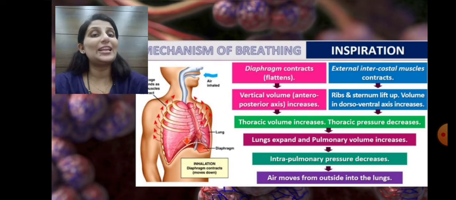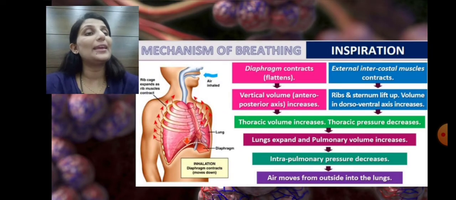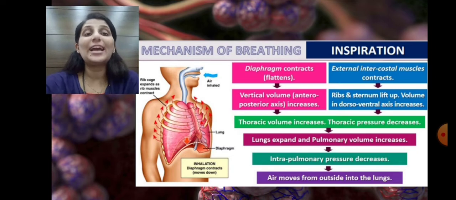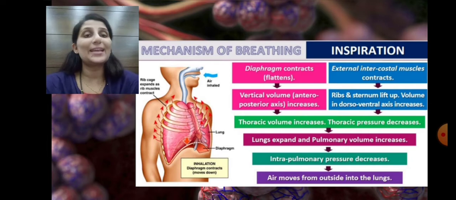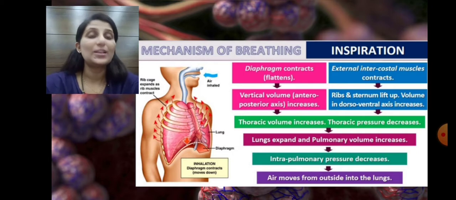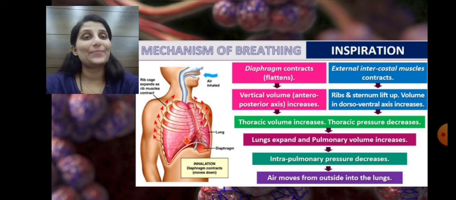Let us learn in detail about inspiration. The first step in inspiration is the diaphragm contracts. We learned what is diaphragm. It is a muscular partition between the thorax and the abdomen. And the bottom part of the thoracic chamber is formed by the diaphragm. So the diaphragm contracts. We know it is a muscular flap, so it undergoes contraction and relaxation. So initially it contracts. And as a result, it flattens. That is, the dome-shaped diaphragm comes down.